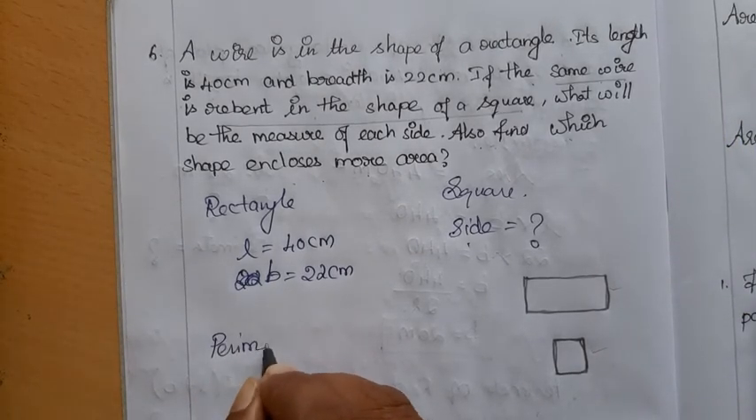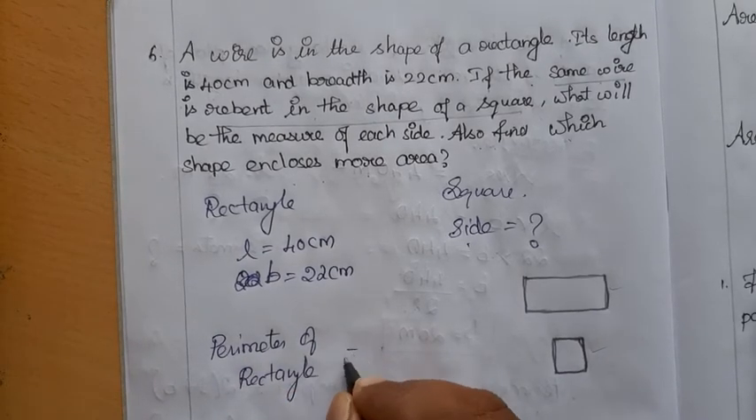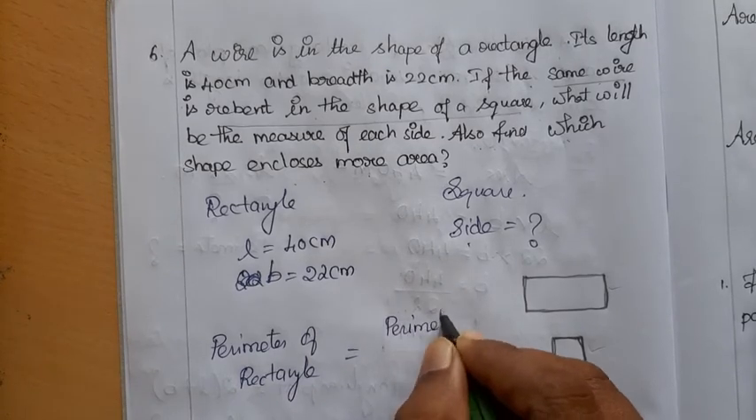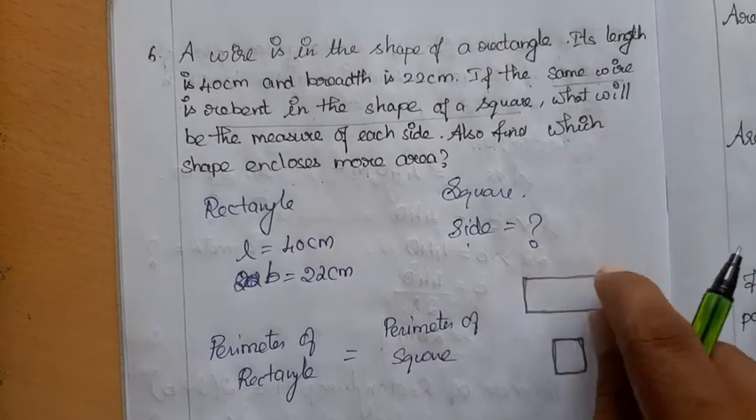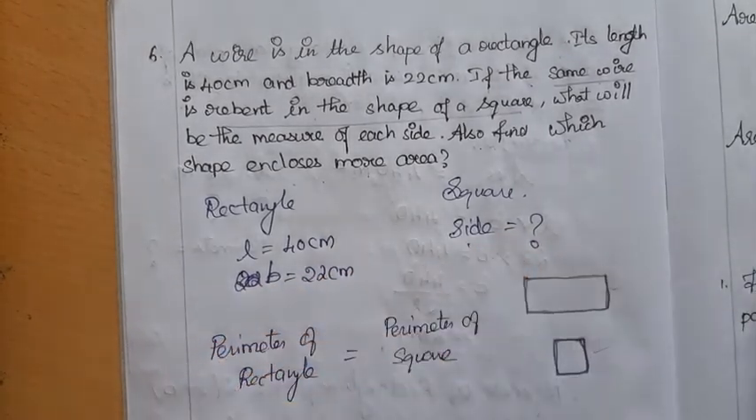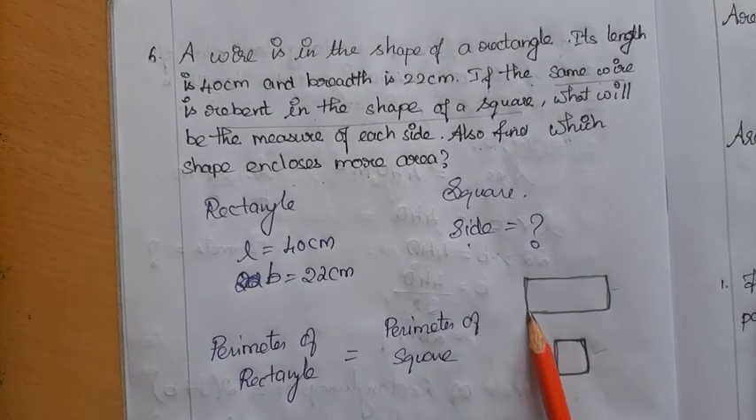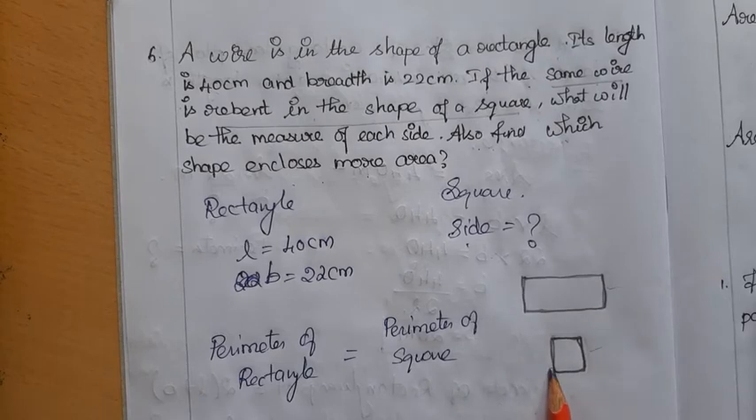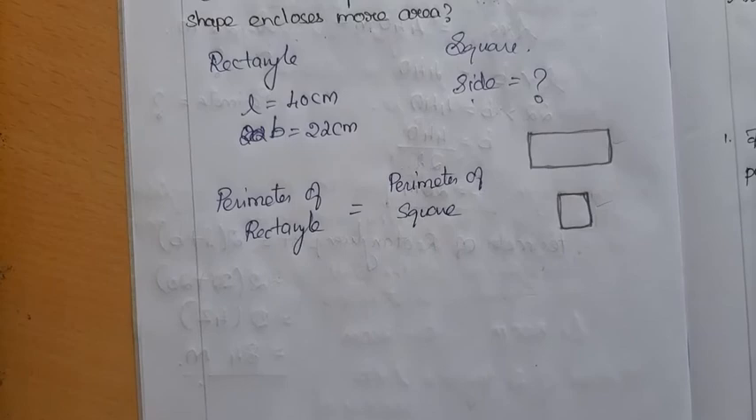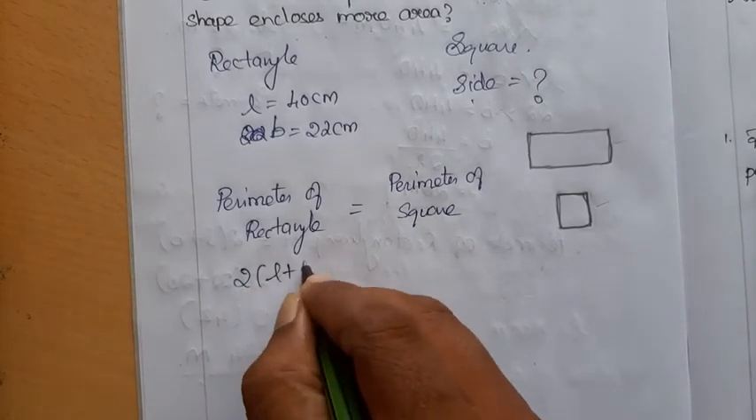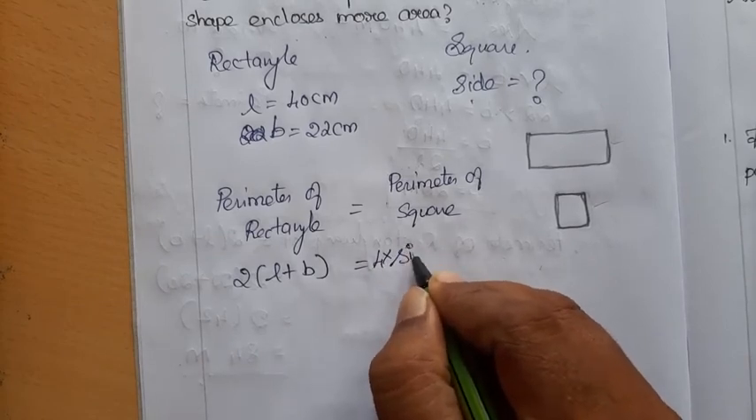So perimeter of rectangle will be equal to perimeter of square, because the rectangle, the boundary wire is stretched and again rebent to the square, so there will be no difference in the length of the boundary. If we add all these sides and all these sides, it will be equal. So that's what we represent as the perimeter. So perimeter of the rectangle we call 2 into (L plus B), and the perimeter of the square we call 4 into side.